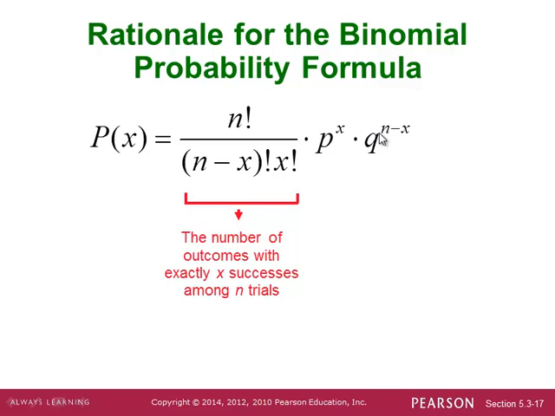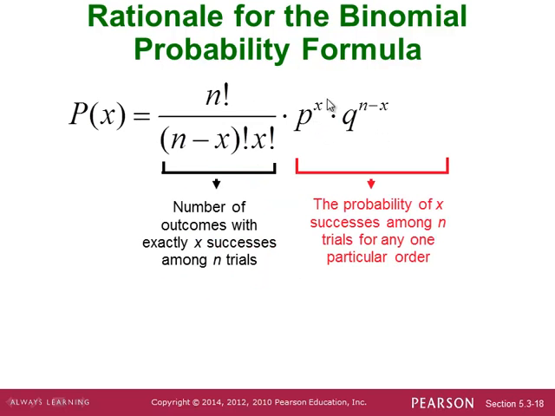And then the p to the x times q to the n minus x will calculate the probability, for any one set of x number of successes and n minus x number of failures, of having that number of successes and failures.